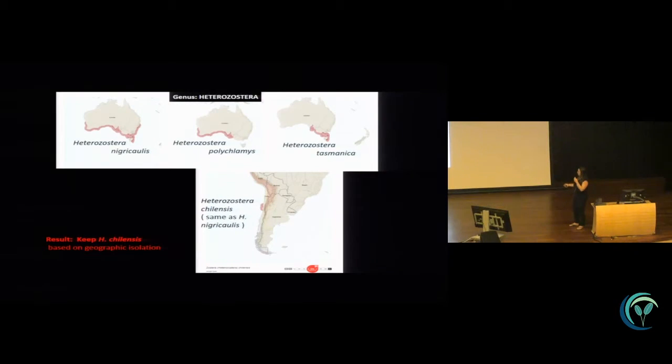There's also Heterozostera chilensis, which genetically matches the Heterozostera nigricaulis. Fred feels like because the chilensis is geographically isolated, it might be worth keeping that species. So that's something to think about.